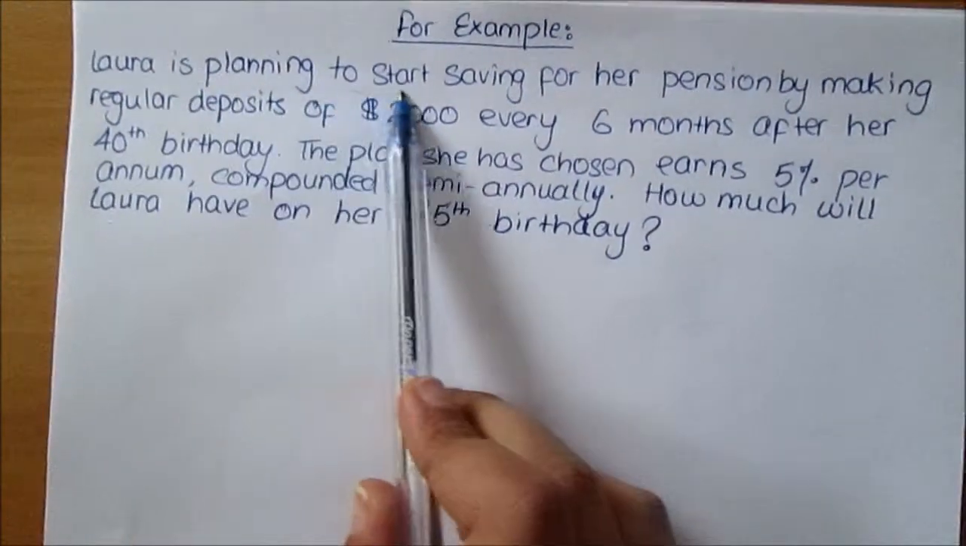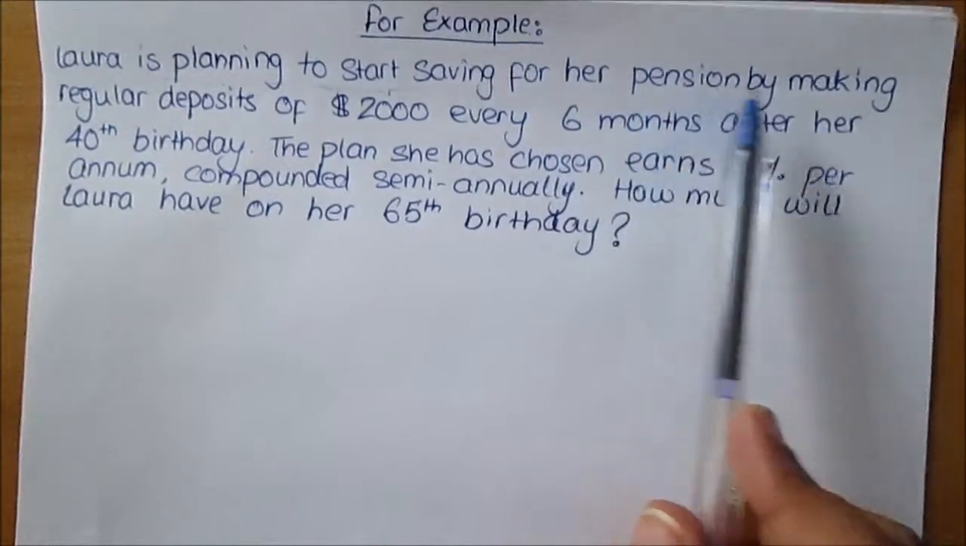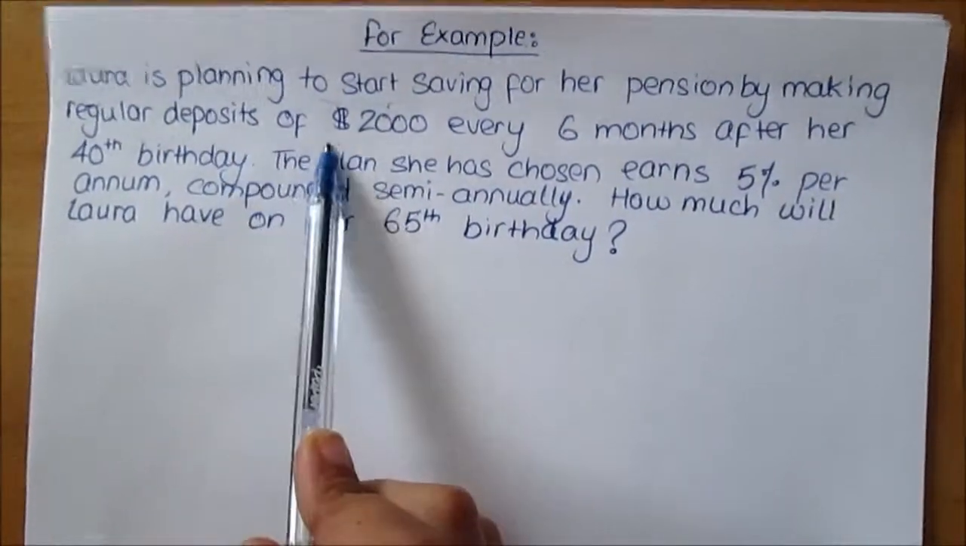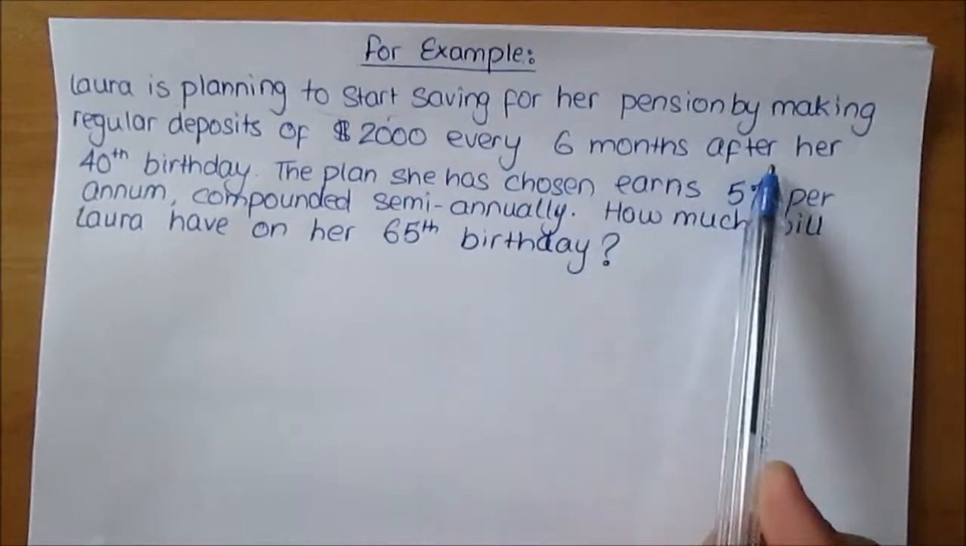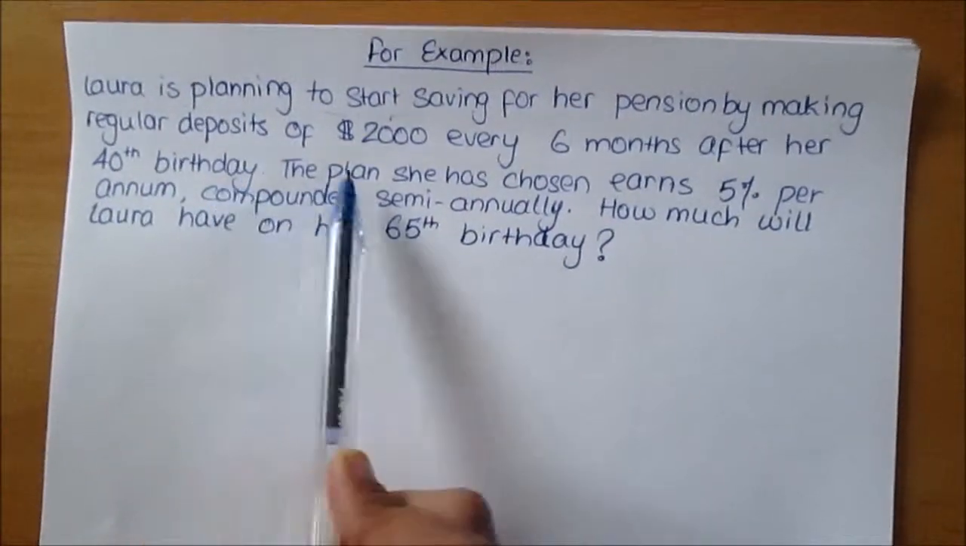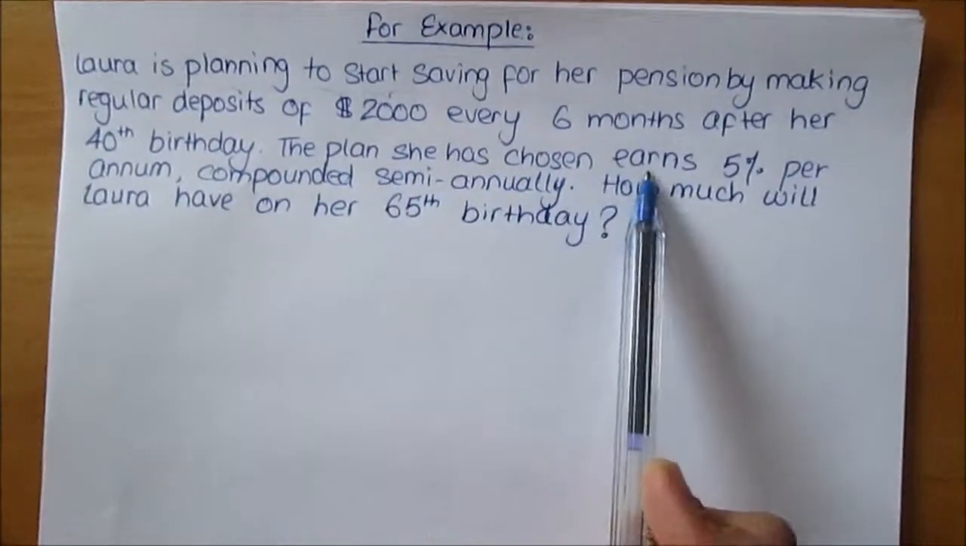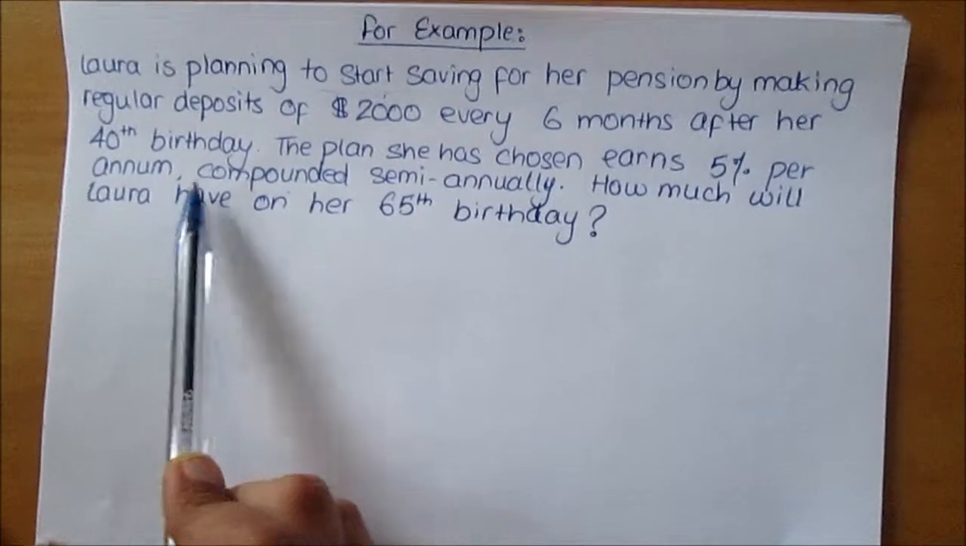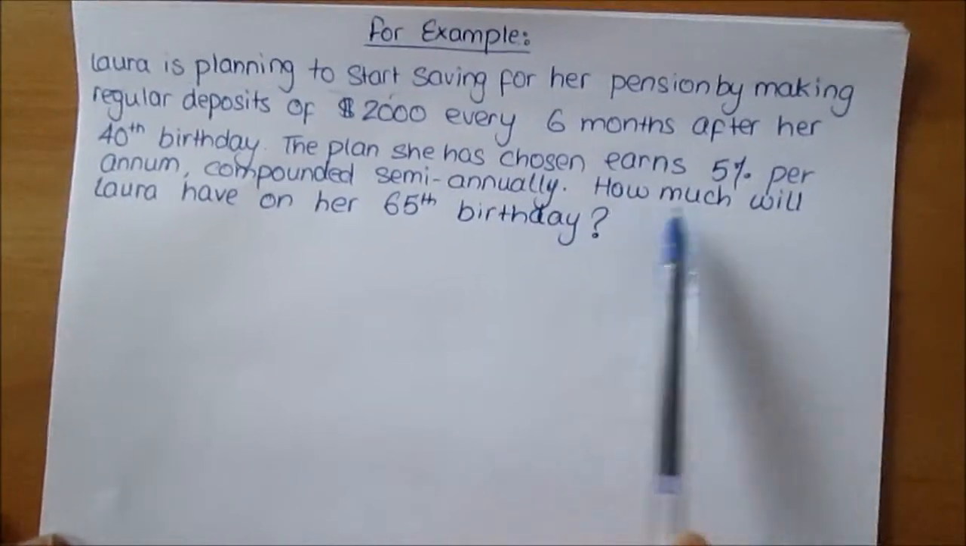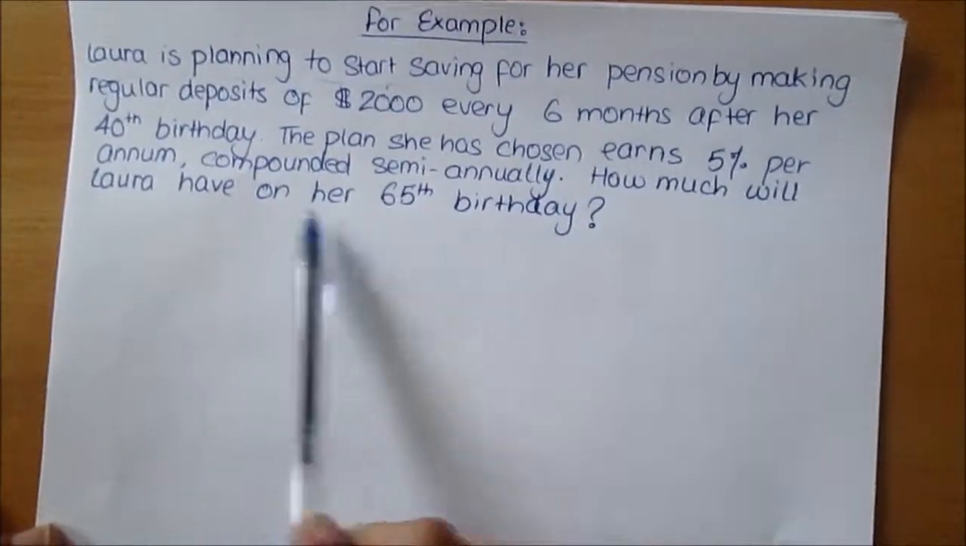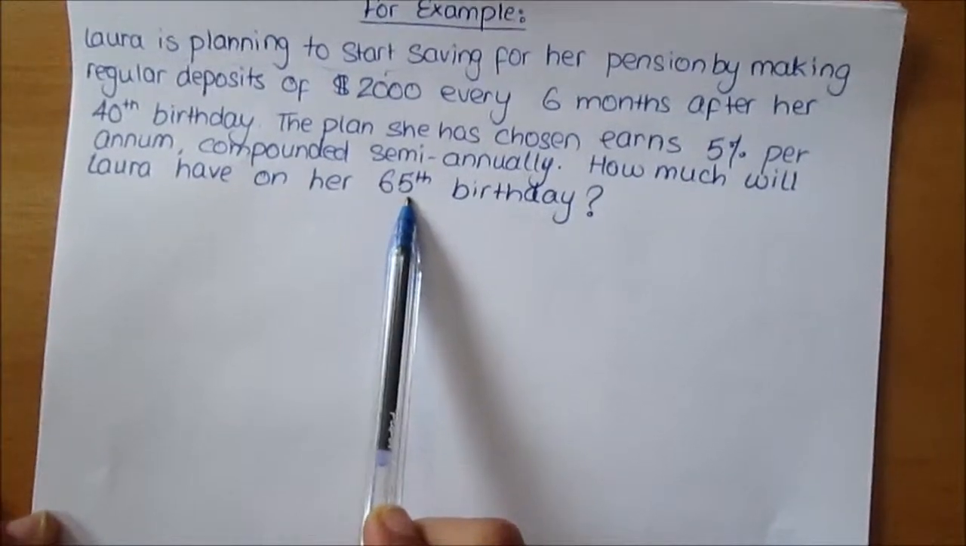Laura is planning to start saving for her pension by making regular deposits of $2,000 every 6 months after her 40th birthday. The plan she has chosen earns 5% per annum, compounded semi-annually. How much will Laura have on her 65th birthday?